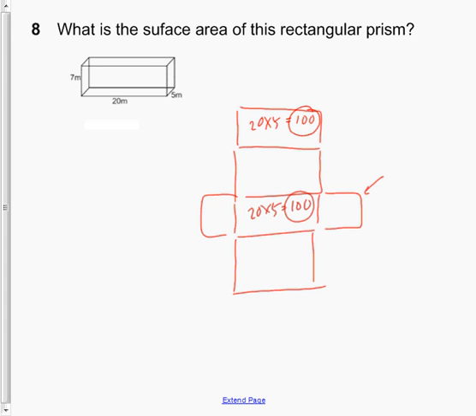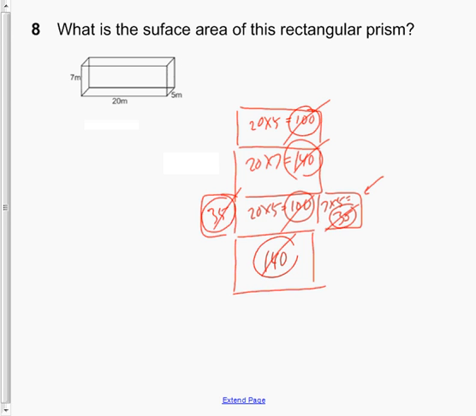The left is really 7 by 5, which is 35. So too is the right. And the top is 20 by 7. No, sorry, the front. The front is 20 by 7, which is 140. Also, the back is 140. So the sum of these, 140 and 140, is 280, 380, 480. 40 plus 70 is 550. Okay, 550.